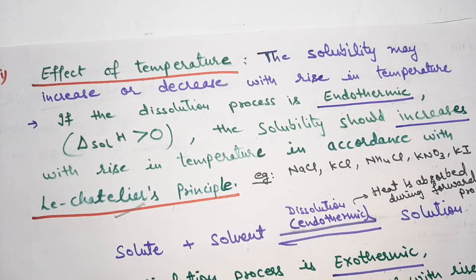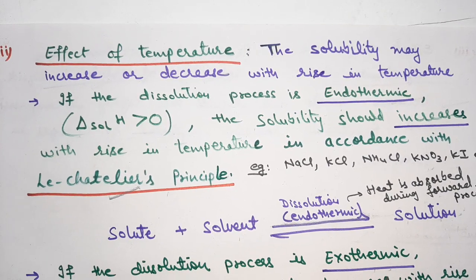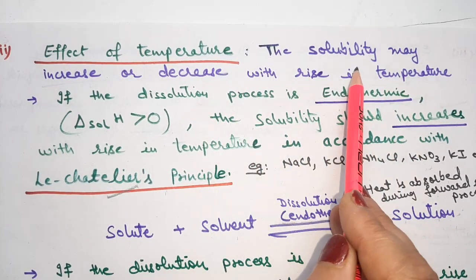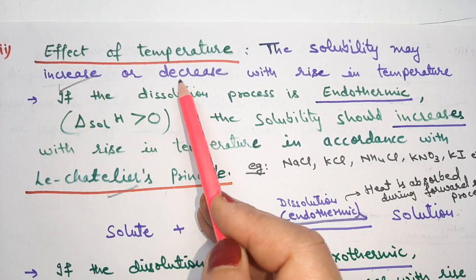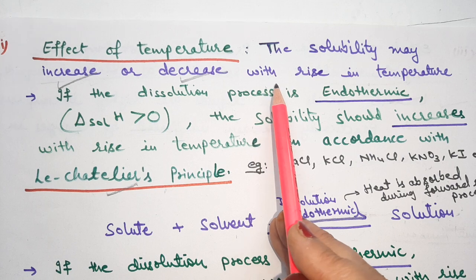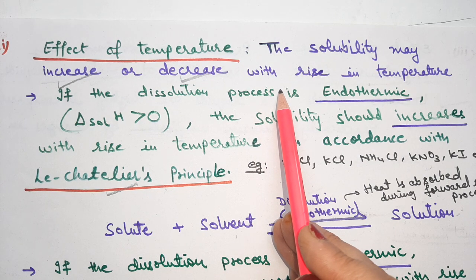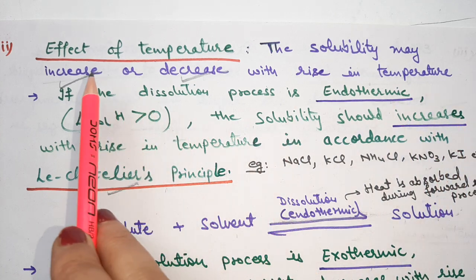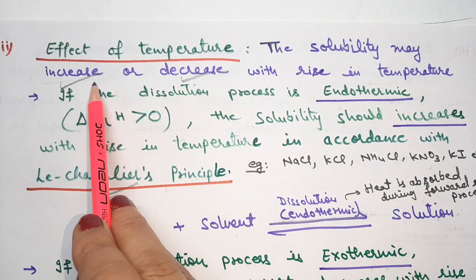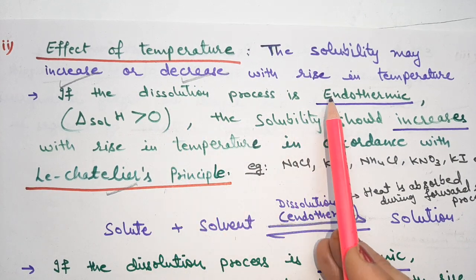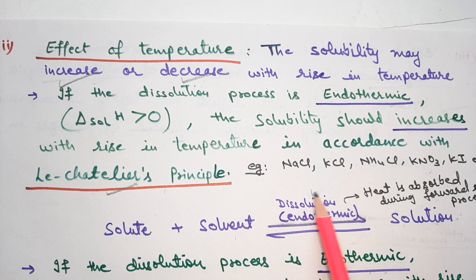This is also a very important factor for the solubility of solids in liquids. The solubility of solids in liquids may increase or may decrease with rising temperature. That depends upon whether the dissolution process is exothermic or endothermic, whether the solubility of solutes will increase or decrease on increasing the temperature.